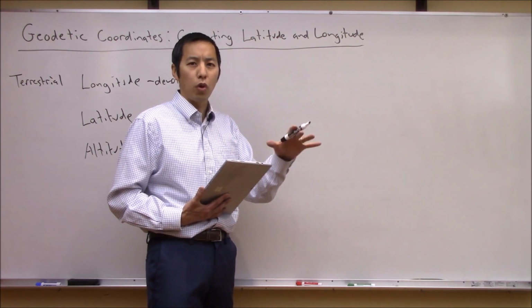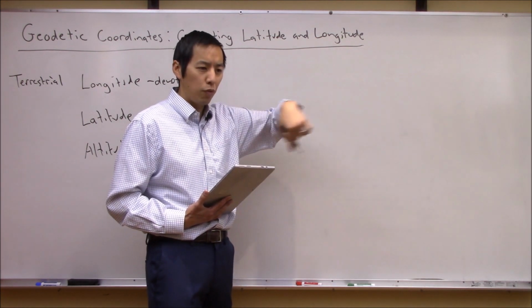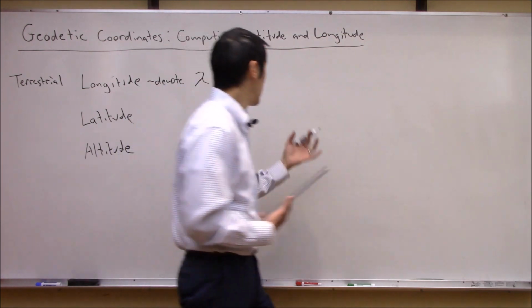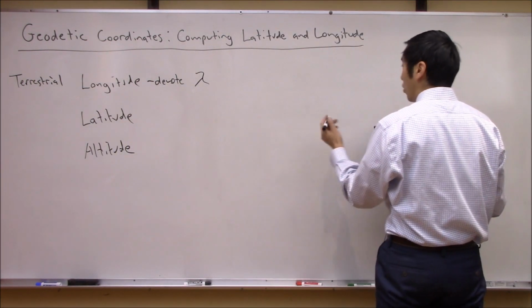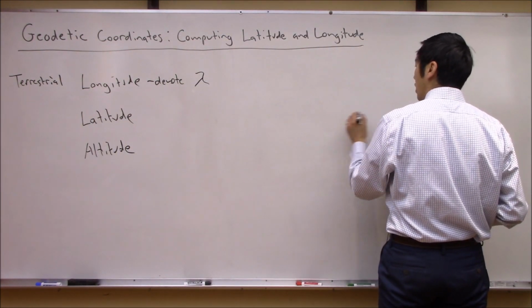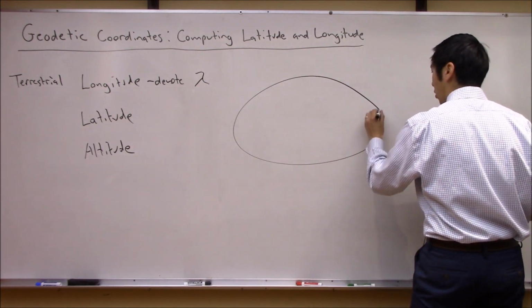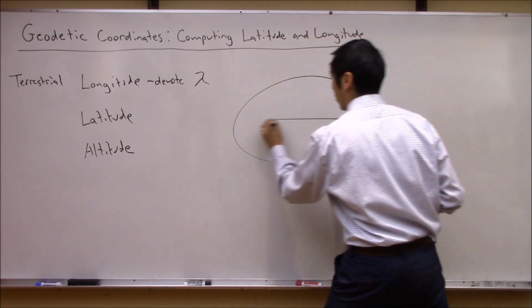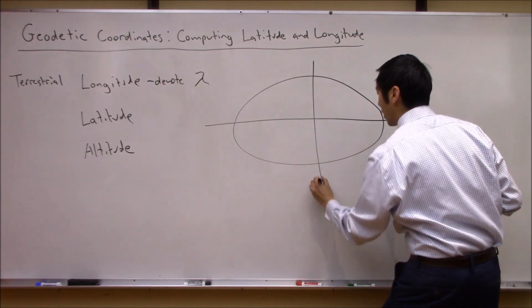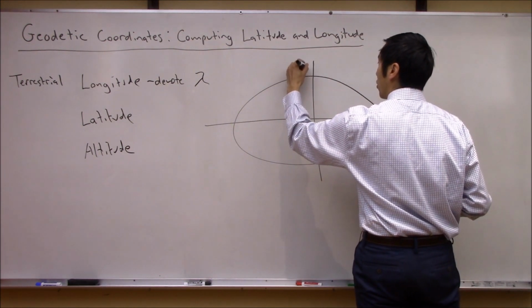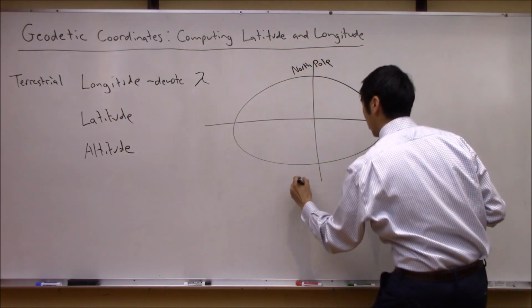It's a spheroid, right? It's basically an ellipse which is revolved around the axis of rotation. So to draw this in a grossly exaggerated fashion, let's draw it like such. So, right, there's a semi-major axis and a semi-minor axis. So here's the North Pole, and here's the South Pole.